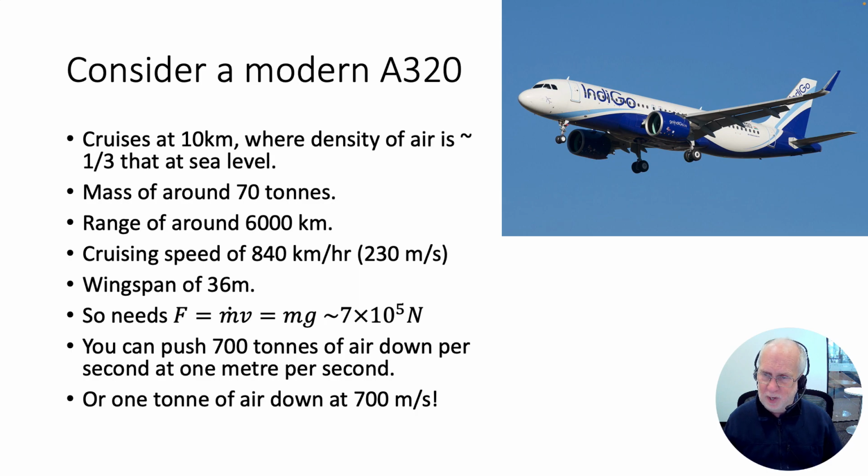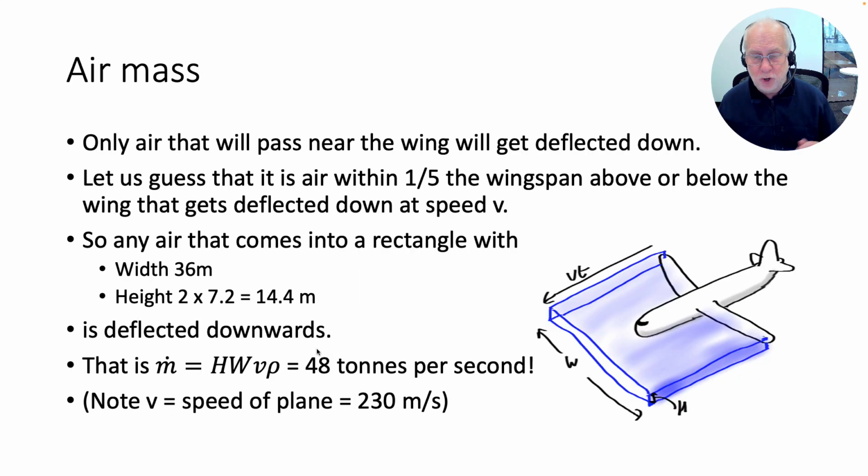Which combination do we actually use? Well, we can try and estimate it. My gut feeling is that only air that passes fairly close to the wing is going to get deflected down. So I'm going to guess that if it's about within 1/5 of the wingspan above or below the wing, then it will get deflected down. So if you've got a wingspan out here, you take 1/5 of that, air either that far above or that far below will get deflected down, whereas the air further away will just be left in peace.